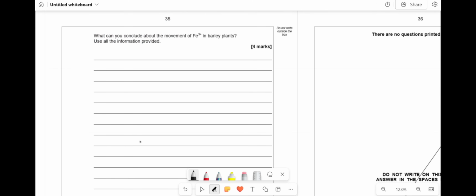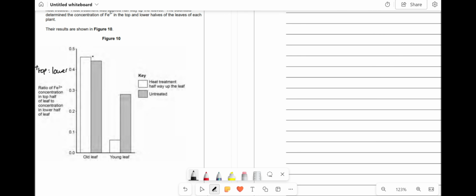Then it says, what can you conclude about the movement of Fe3+ in barley plants? Use all the information provided. Clearly, number one, heat treatment seems to have not really made much difference in the old leaves. It's actually higher with the heat treatment in the top half than the lower, whereas in the young leaves, it's absolutely shot down. So one thing I can definitely say straight away is that heat treatment affects younger leaves more than older ones, right? So the reason must be that heat must damage the phloem, as a conclusion.